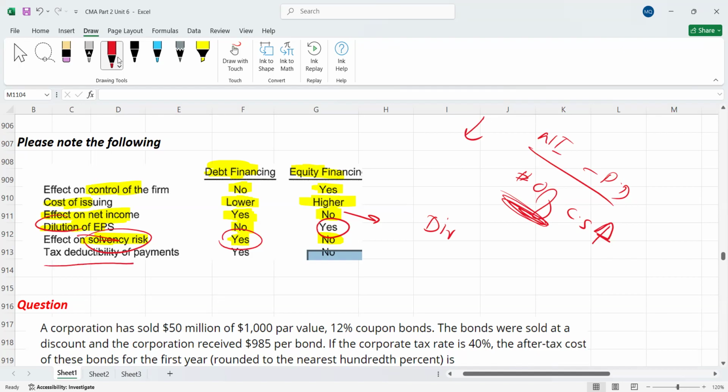Then tax deductibility of payment. Yes, on debt we pay interest, and interest is tax deductible. But on equity we pay dividend, and dividend is not tax deductible. So from the tax deductibility point of view, debt financing is having effect on tax, but equity financing is not. Okay, so this is the short summary. Now we are going to go through some questions. So here we go, guys. I need your concentration.